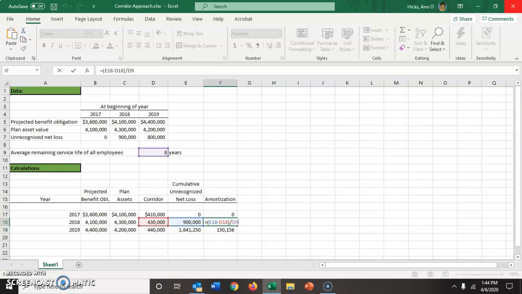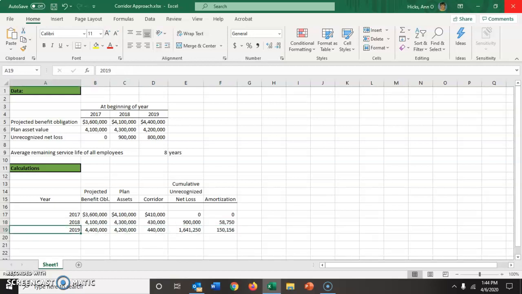So in other words, we're going to take the amount of unrecognized net loss that is in excess of the corridor. But we're not going to stop there. We're then going to spread that over the average remaining service life of all employees. So we will divide that amount, which is what? 470,000. We don't have to amortize the whole thing. We'll divide that by the 8-year average remaining service life, and that leaves us with amortization for 2018 of $58,750. That will run through our pension worksheet.